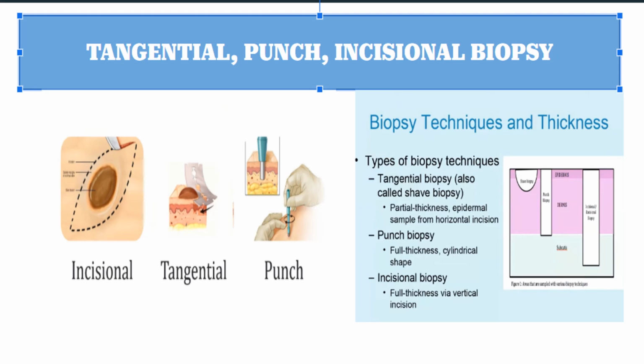So these are the various biopsies: incisional, tangential and punch. The tangential is slightly superficial, like a partial thickness or epidermal sample. The punch biopsy is full thickness, where you take a pen-like instrument, punch it, and move it in a clockwise direction. For the incisional biopsy, you take a deeper cut, again to full thickness. These are the various techniques that we are going to see.